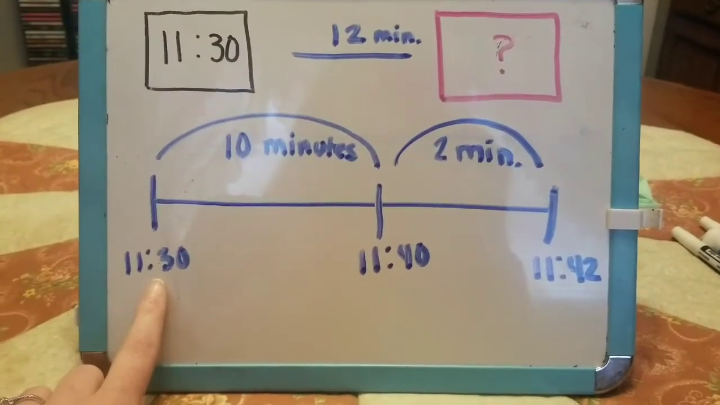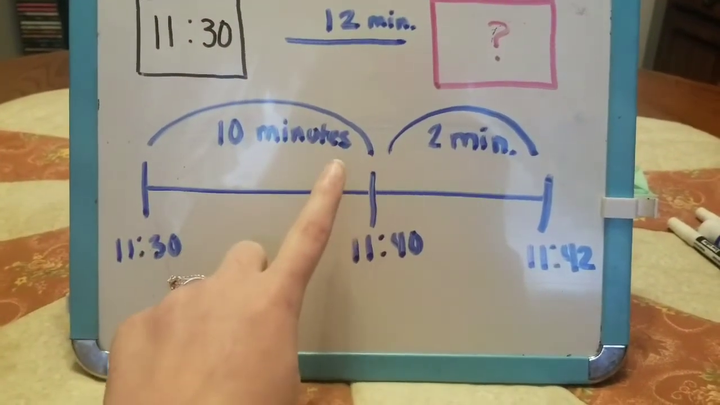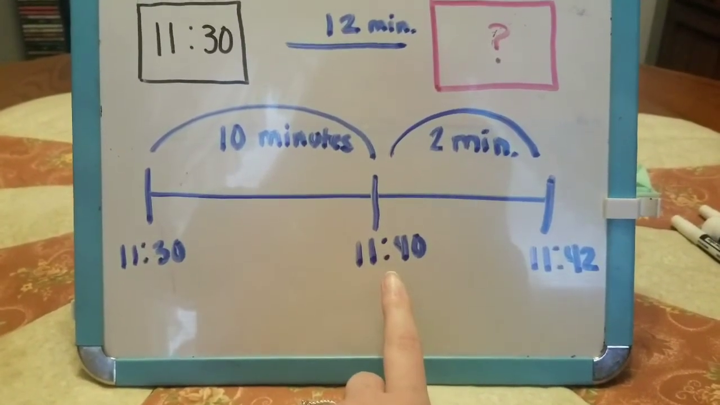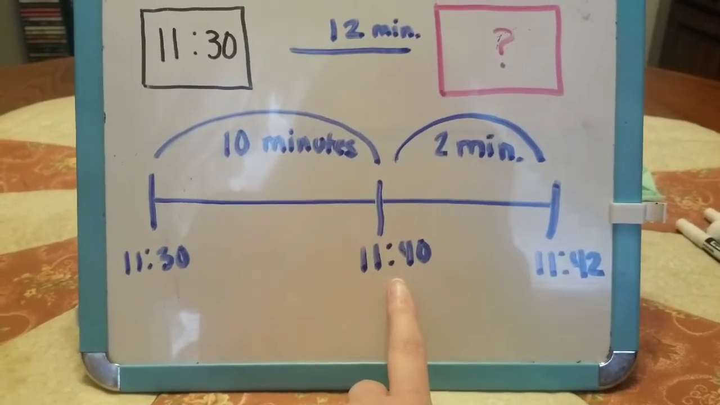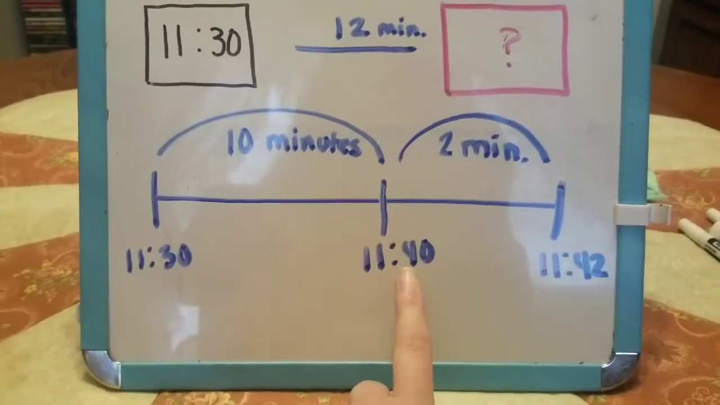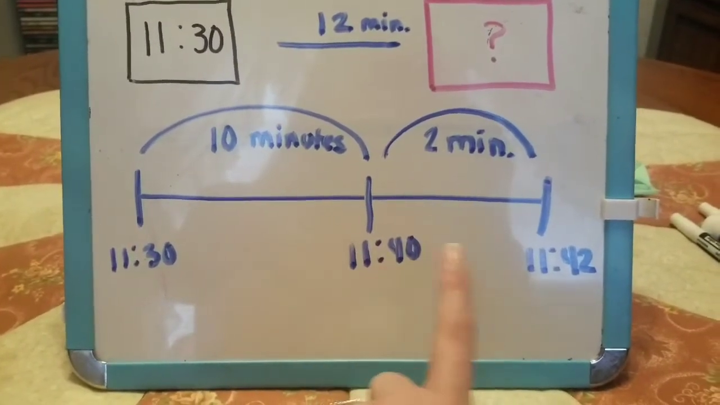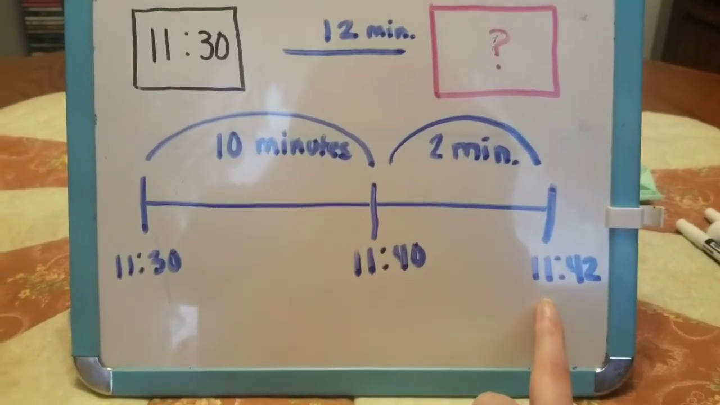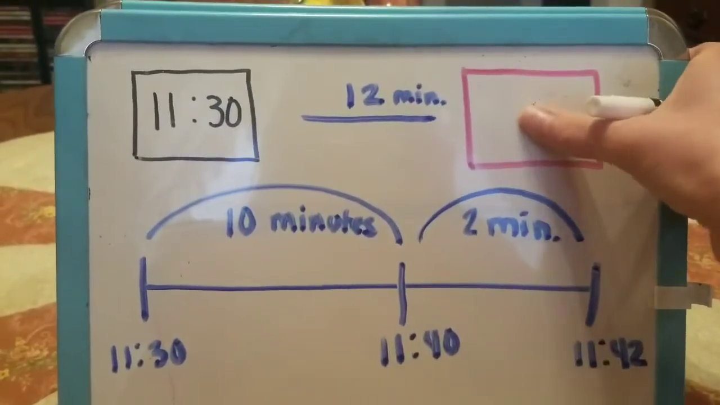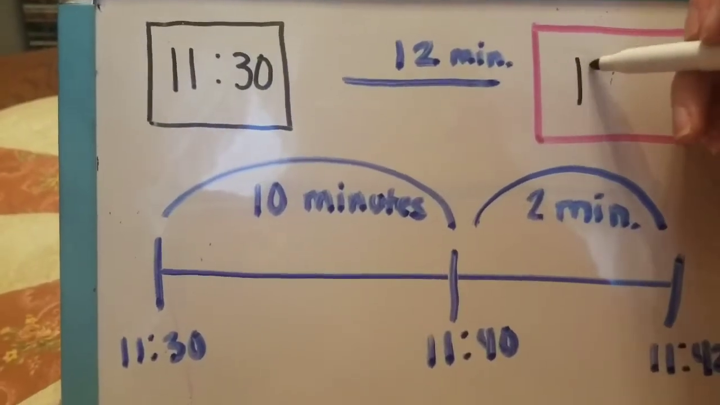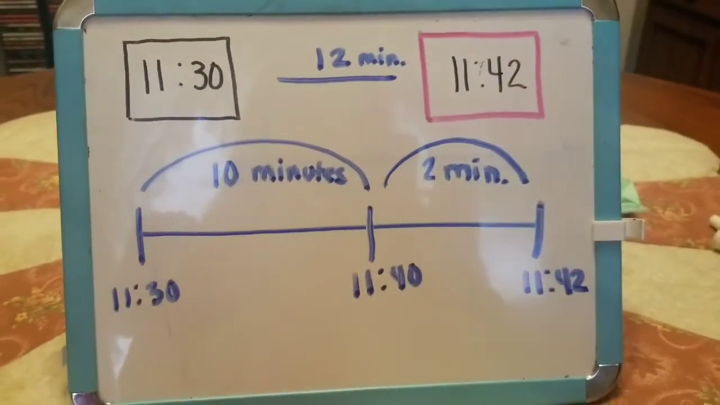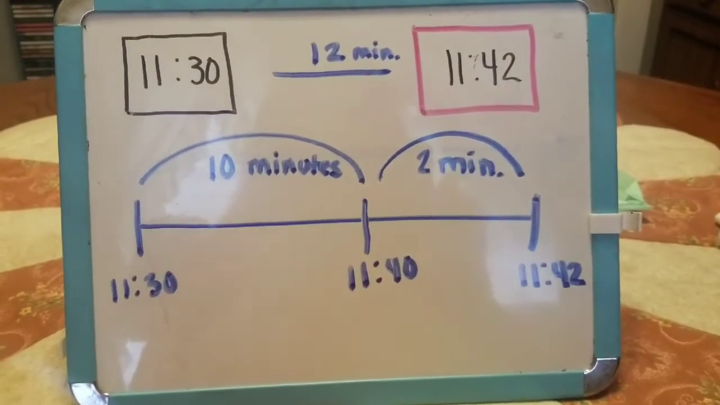Now, I knew that if I did a 10-minute jump, it would go from 11:30 to 11:40. So then I was like, I've already done 10 minutes, so now I just need to do 2 more minutes to make 12 minutes. So 11:40 plus 2 more minutes is 11:42. So I now know that my cookies should have been done by 11:42. And that is how you do time with a number line.